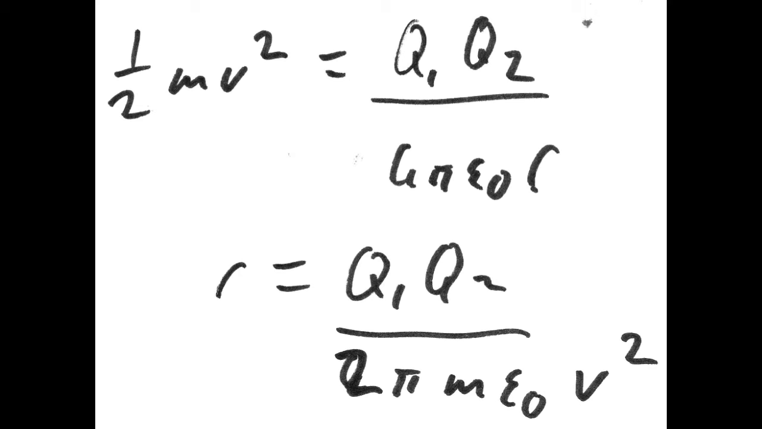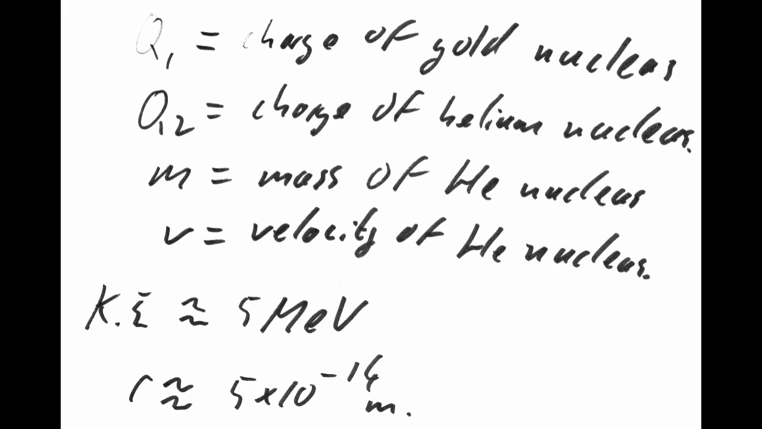Because we know the potential equation, and we know the kinetic equation, we can make them equal to each other, just as the kinetic and potential energies are equal, and rearrange to give an equation that will tell us the distance the gold nucleus and the alpha particle were apart when they were closest. r equals q1 q2 over 4 pi epsilon naught, all divided by 1/2 mv squared.